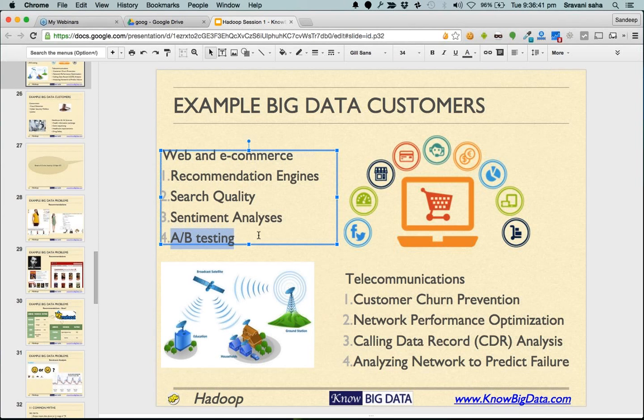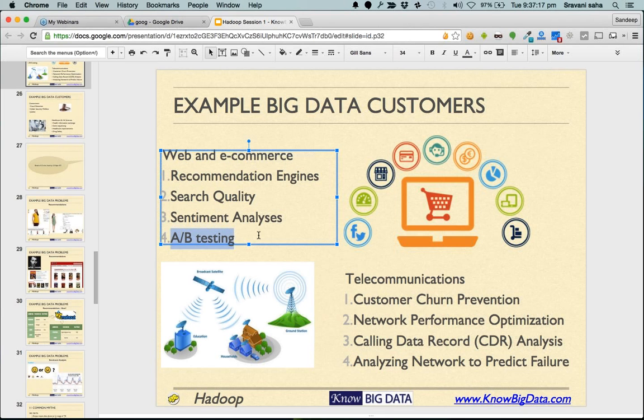Okay, now next is network performance optimization. If you know the numbers and the user distribution, you can do network performance optimization. Third is call data record analysis. Telecoms have to analyze the call records for various kinds of security reasons. They can do it, but they would require distributed computing, or a big data solution.